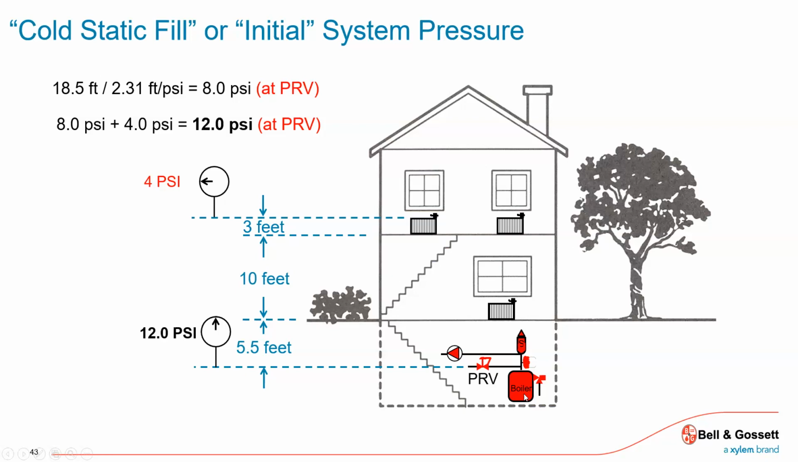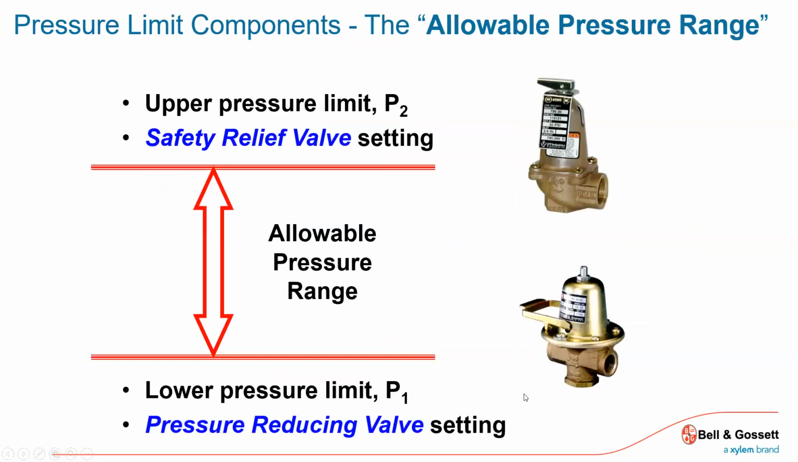So whatever it takes in height, add 4. That becomes my fill valve setting down here in the basement. It's quite simple. It's in the manual. Pressure ranges, pressure limit components, the allowable pressure range. Upper limit's going to be a safety release. Lower is your pressure reducing.